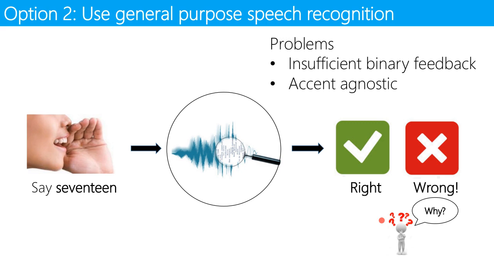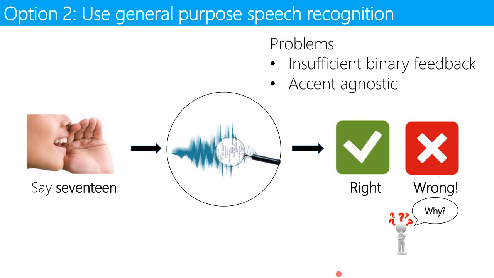they eventually give up on the system. And the second thing is that general purpose speech recognition is designed to compensate for your accent problems. So even if you have a poor accent, the system may say that you are right, even though that is not really comprehensible to someone who's an expert in that language.